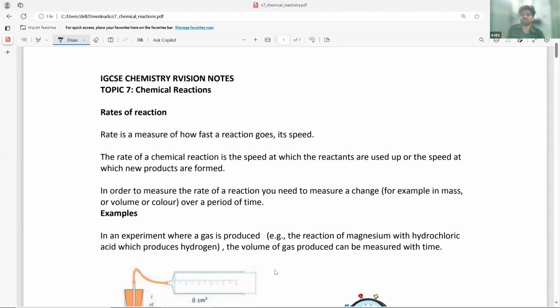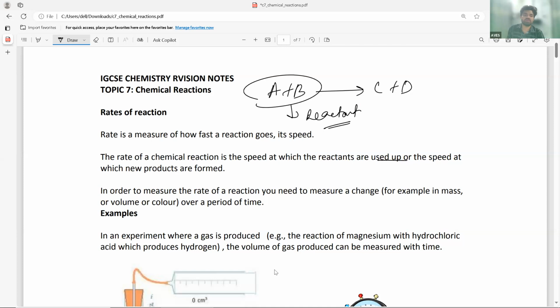So if I write the proper definition, the rate of chemical reaction is the speed at which the reactants are used up. Reactants means A plus B reacting to give C plus D. These are called reactants. So reactants are used up to form new product. Rate of chemical reaction is the speed at which reactants are used up or the speed at which new products are formed.